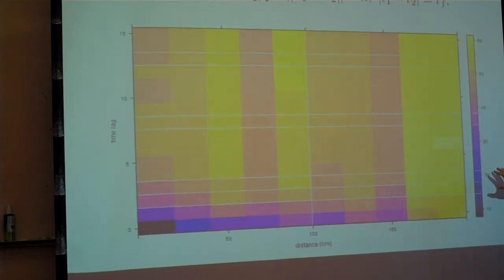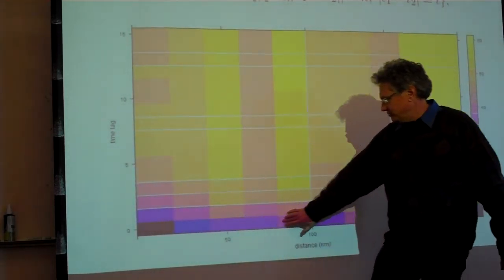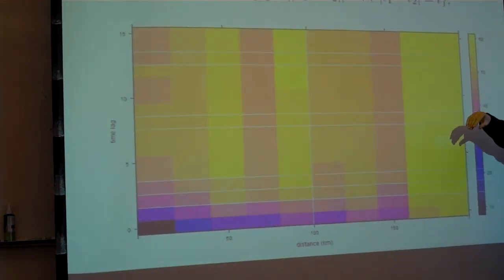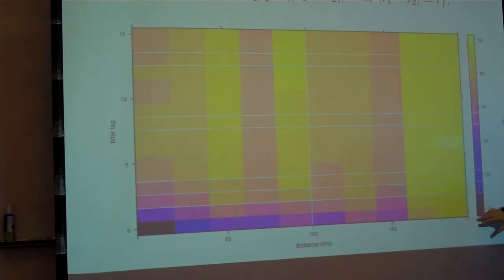So this is now a two-dimensional function. Along the x-axis here we have distance. This is some data set. I'm not sure which data set it was. I can't remember.